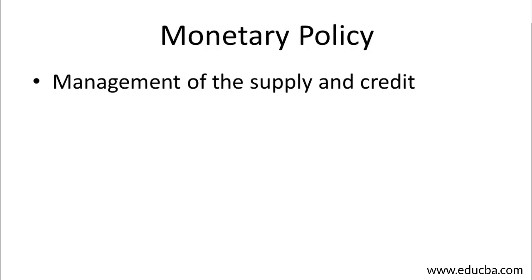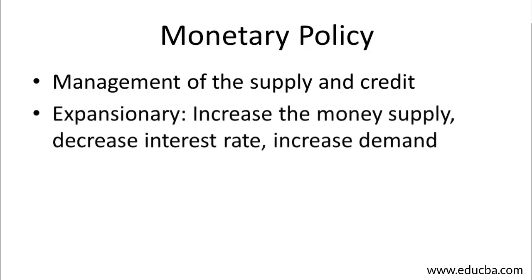Now let's focus on monetary supply. The whole point of these policies that governments are able to enact is to make sure they can manage the supply and credit. Supply and credit of what? Money, really, to understand how the system works. We are talking about an expansionary policy, where they're going to increase the money supply, which is done by decreasing the interest rates and increasing demand.